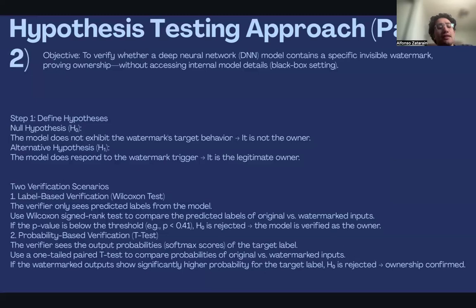What does this mean? This means the verifier sees the output probabilities of the target label. We use a one-tailed paired t-test to compare probabilities of original versus watermarked inputs, as with the other one. And here, if the watermark outputs show significantly higher probability for the target label, H0 is rejected, which would mean ownership is confirmed.